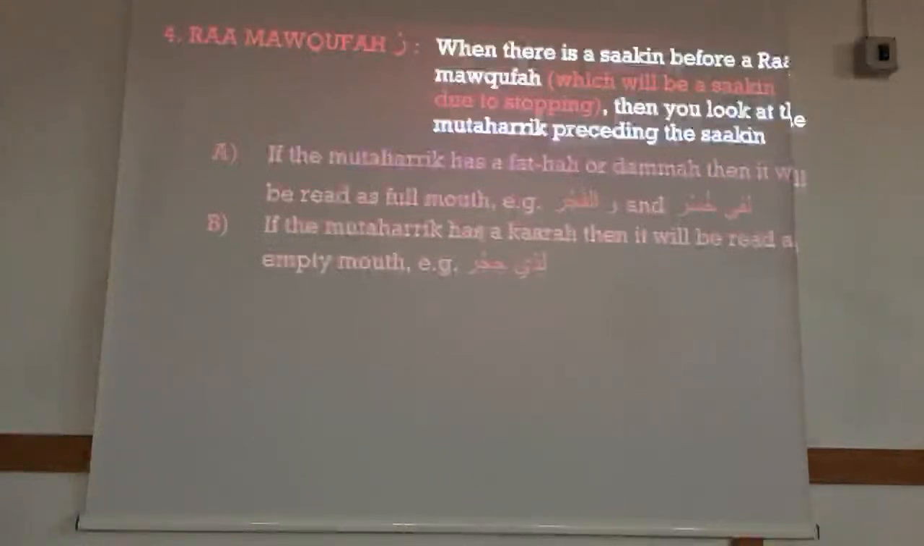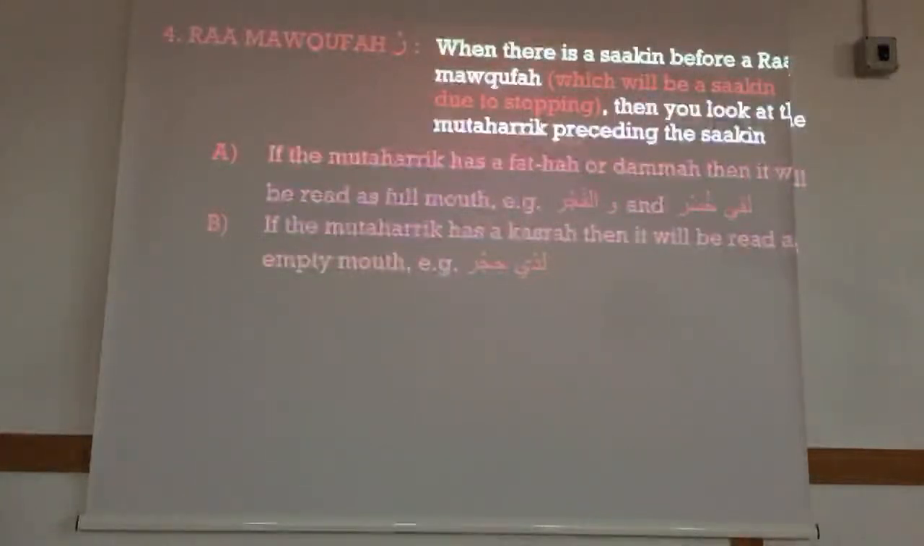So now what do we do? We look at the letter before. We're just going to go back another step. You just need to look at the closest sign before. So here, what's the letter with the closest sign? Fa with a fatha. So now we know the fa has a fatha. How are we going to read the ra? Full or empty? Full mouth. So when we carry on, it would be empty. Wal fajri. But now we want to stop, it's going to become full. Wal fajr. Everyone read it after me, okay?